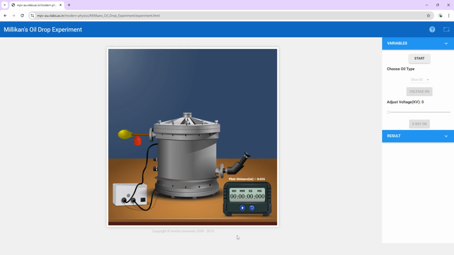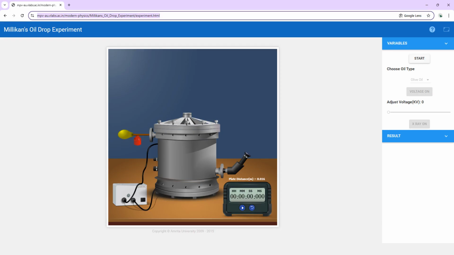So here we have a simulation of Millikan's oil drop experiment, and you can do this yourself. Here is the website. We have our spray bottle, we have our container, and we have our microscope observing the space between the electric plates. We have a stopwatch which will help us in calculating the velocity of the oil drops as they fall. So let's begin.